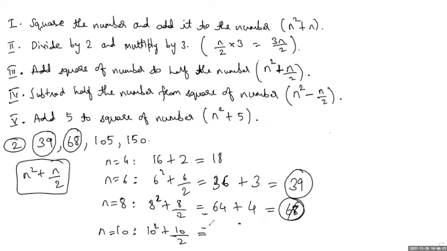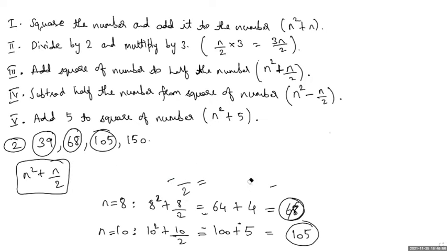What is 10 square? 100. 100 plus 10 divided by 2 is 5. So 100 plus 5 is 105. This is also matching. Okay, so which is the correct rule? Rule number 3. So did everyone understand this? Yes, ma'am. Okay, we'll check the next question.